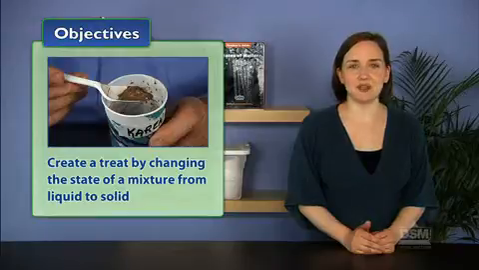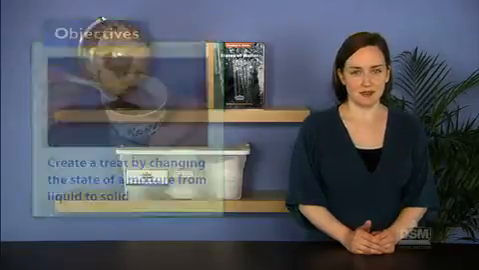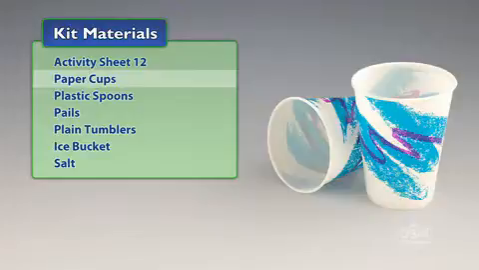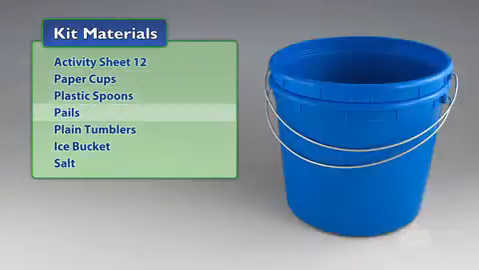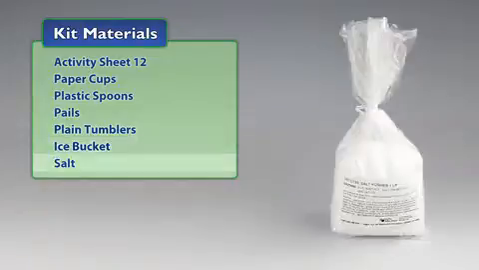In Activity 12, A Tasty State of Matter, students create a tasty snack by changing the state of a mixture of substances from liquid to solid. You will need the following materials from the kit: Activity Sheet 12, paper cups, plastic spoons, pails, plain tumblers, ice bucket, and a container of salt.